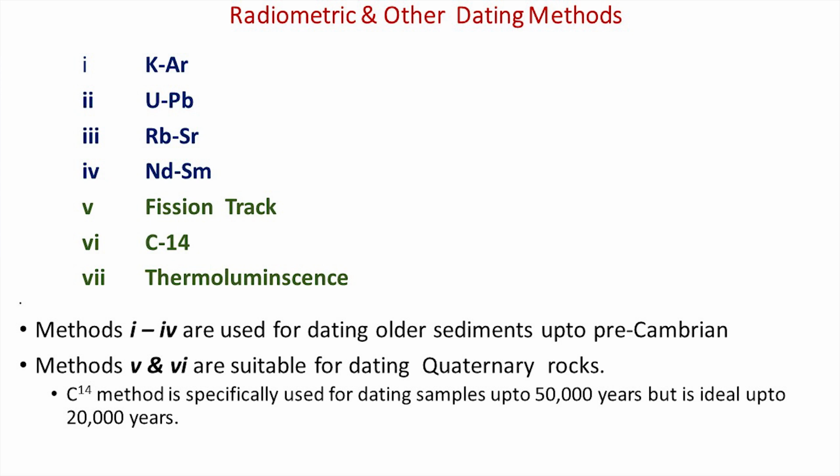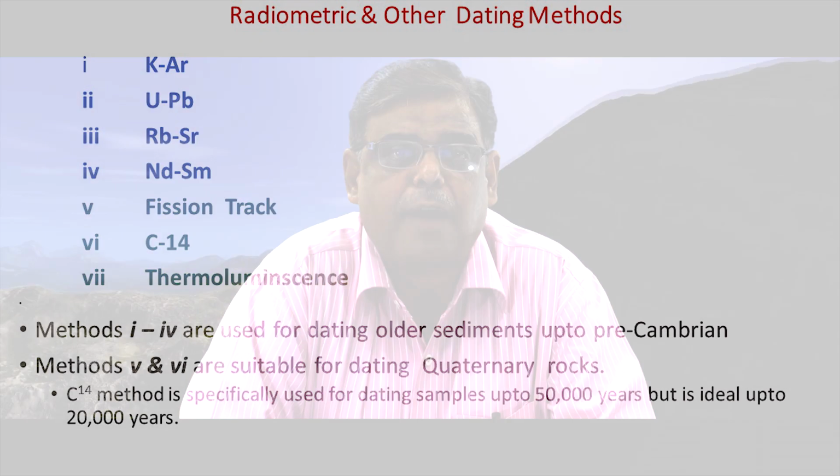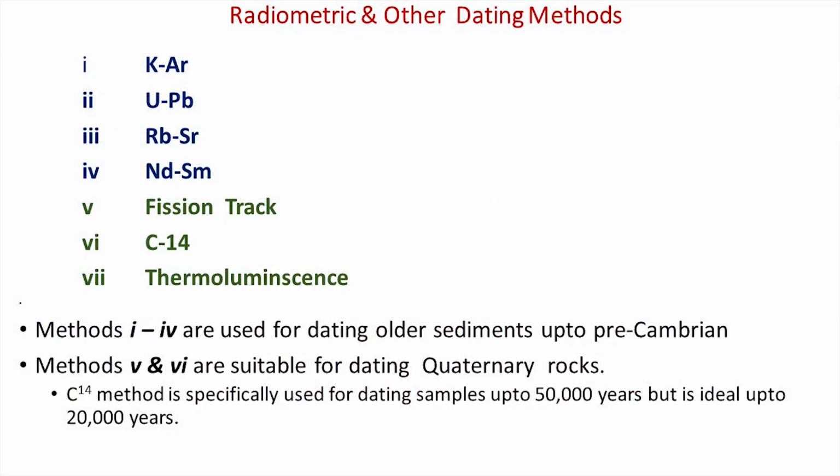Now we will talk about other methods which are fission track method, carbon-14 dating technique and thermoluminescence. The methods from 1 to 4 are used for dating older sediments up to Precambrians, while the methods 5 and 6, that is fission track and carbon-14 dating techniques, are more suitable for dating quaternary rocks. The C14 method is especially used for dating samples up to 50,000 years, but it is ideal for dating samples up to 20,000 years. Now we'll talk about carbon-14 dating technique.